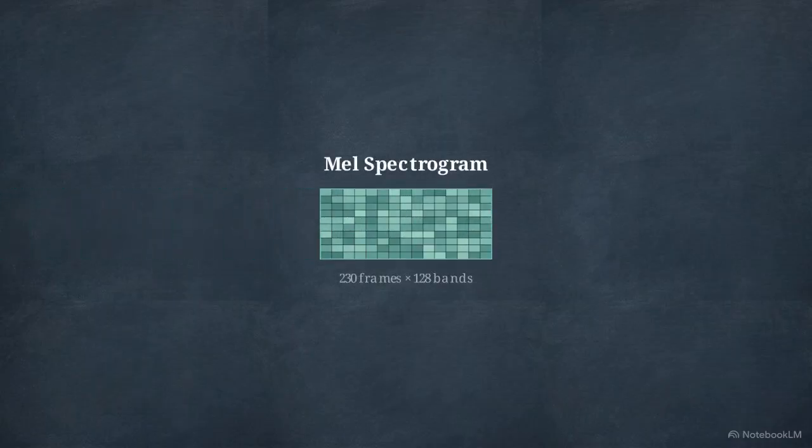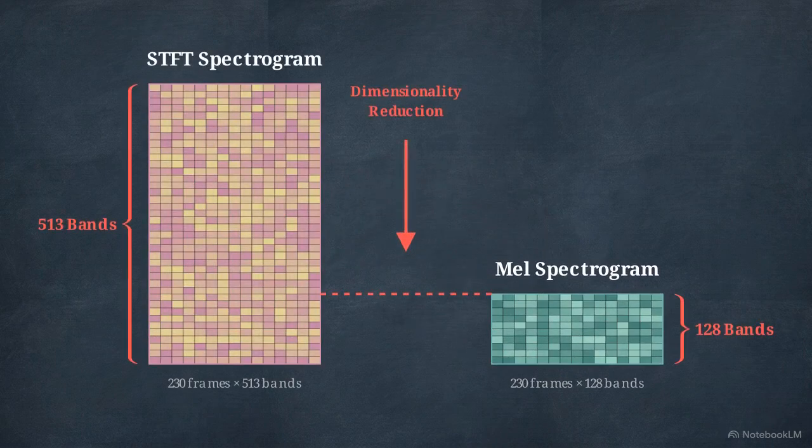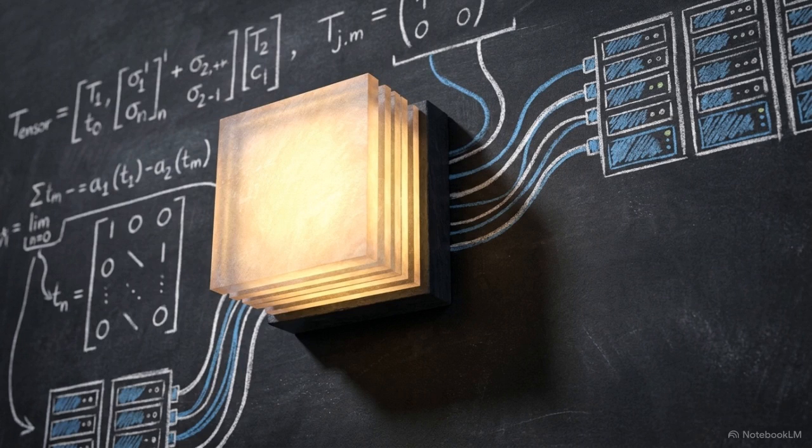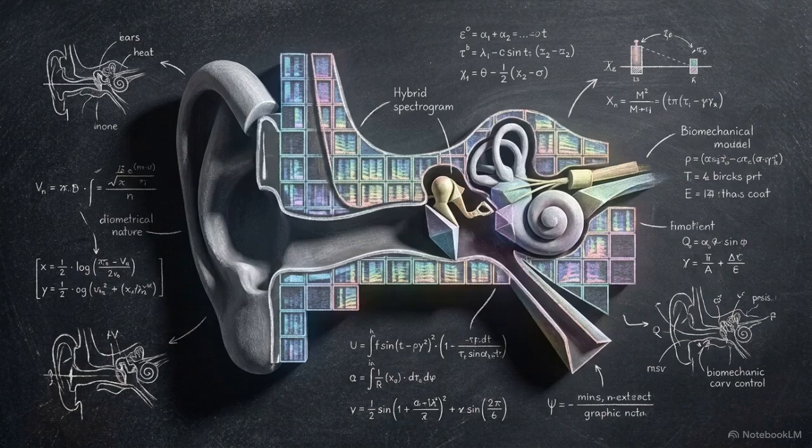When these vectors are stacked, they form the final Mel spectrogram. Next to the original STFT matrix, the scale of reduction is clear. This 128 by 230 tensor is the actual payload. It is the specific feature matrix used in libraries like Librosa to train audio models. By solving the time problem with the STFT and the dimensionality problem with Mel scaling, engineers have created a machine-readable architecture tailored specifically for human sound.